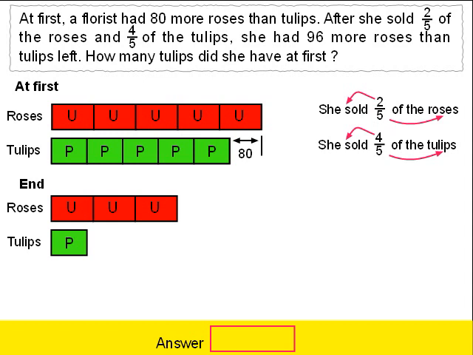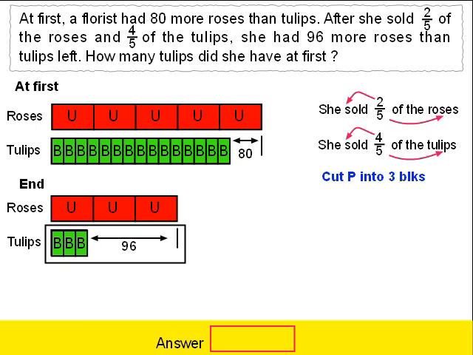Okay, and we are told that in the end, she had 96 more roses than tulips left, so this is where we indicate the number 96. Alright, the difference of 96 here. Now, looking at this part of the model, straight away we've got to cut a part into 3. Okay, because we're comparing to the top, there are 3 units there, so we've got to cut the part into 3 blocks.